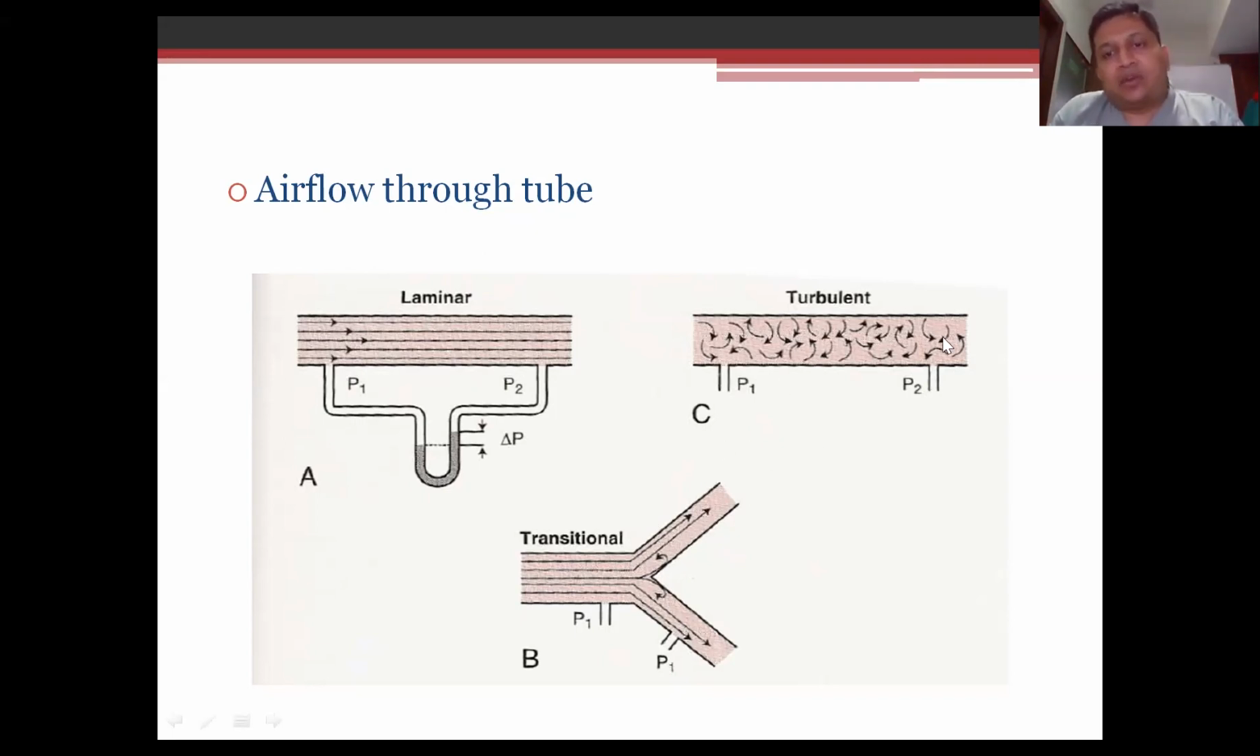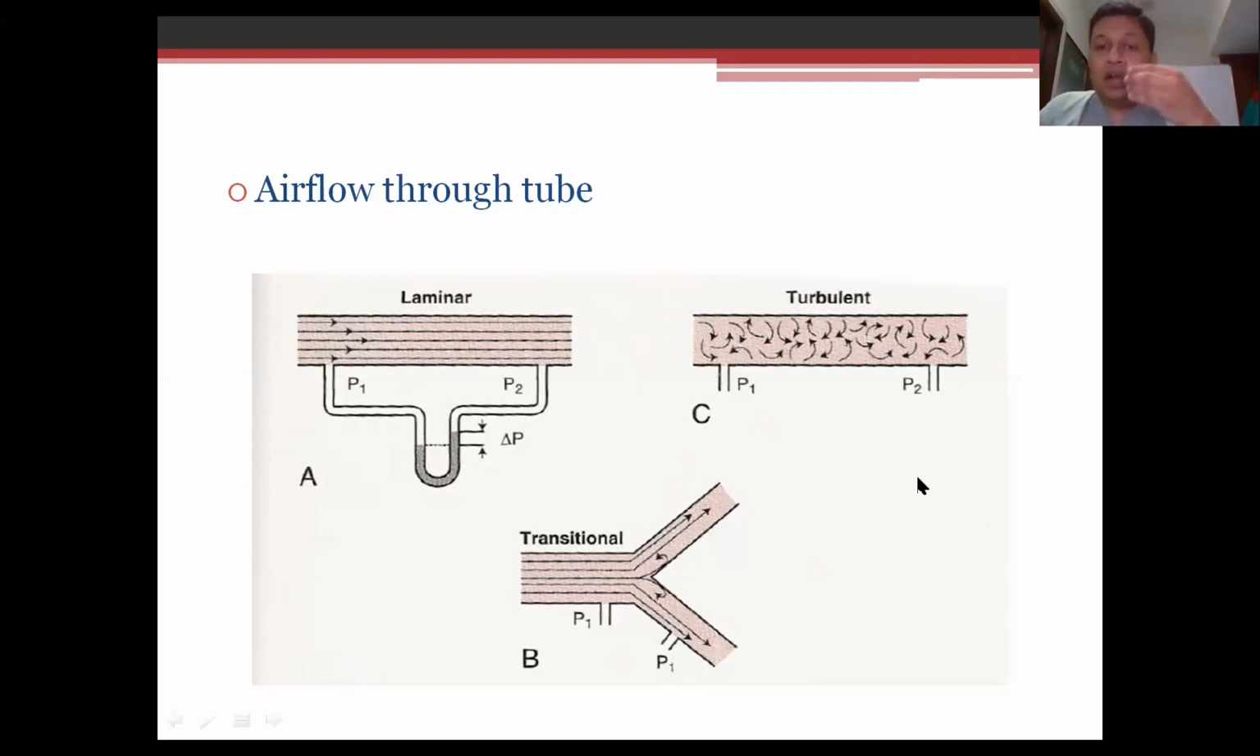But as the air goes inside to the periphery of the lung, because of so much branching, the total surface area of the airways increases tremendously. In the peripheral part of the lung, the airflow again becomes laminar. So in middle-size airways it is turbulent; in larger airways and in very small airways, it again becomes laminar. So there the resistance is very low.